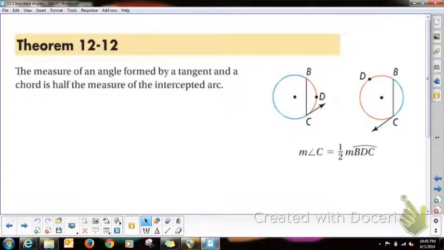So, Theorem 12.12: The measure of an angle formed by a tangent and a chord is half the measure of the intercepted arc. So a tangent, that's this line here, intersecting at point C, and a chord. Angle C is half of this intercepted arc, this arc right here. For this example, angle C is facing this way, so this angle is half of this intercepted arc.